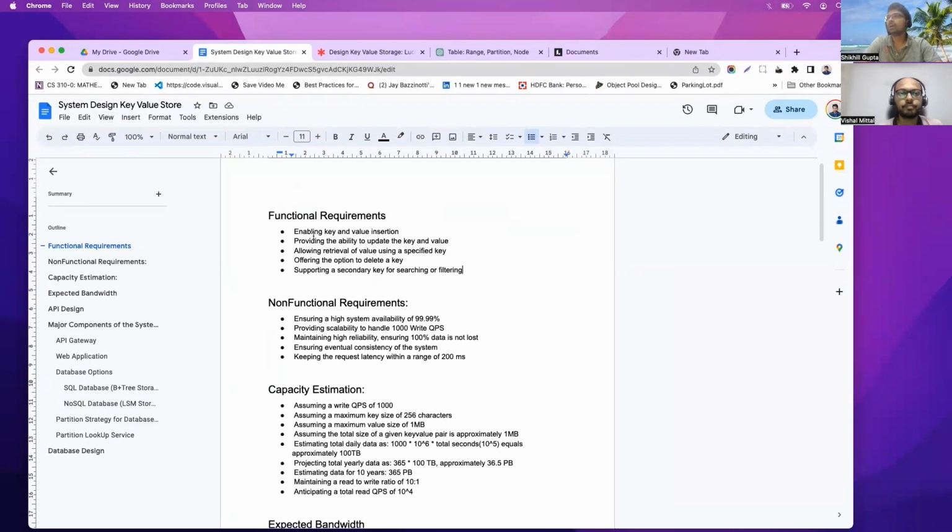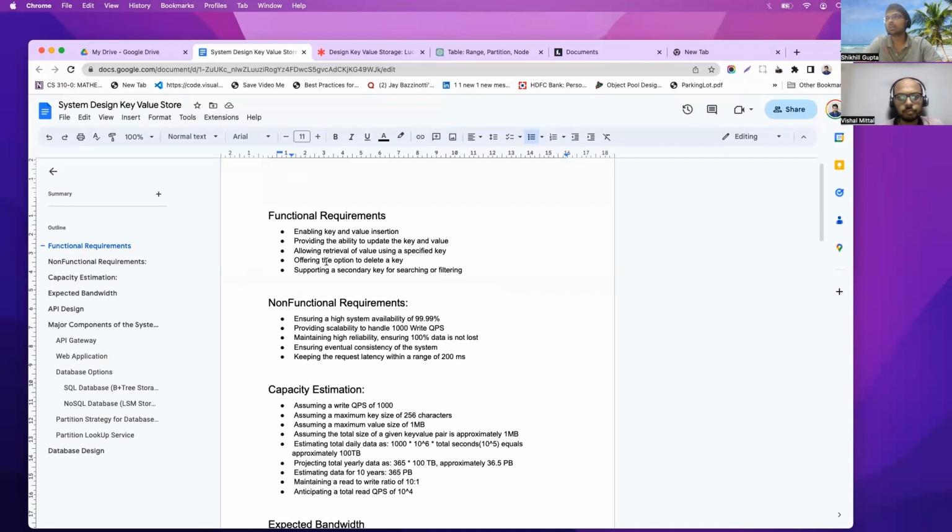So let's start. What are the functional requirements? We have a functional requirement of enabling key value insertion. You have a key, and you should be able to create a value and insert it into your key value store, right? There should also be an ability to update. Given a key, we should be able to update the existing value for it, right? And allowing the retrieval of the value using a specific key, right? So given a key, we should be able to retrieve that key and its corresponding value.